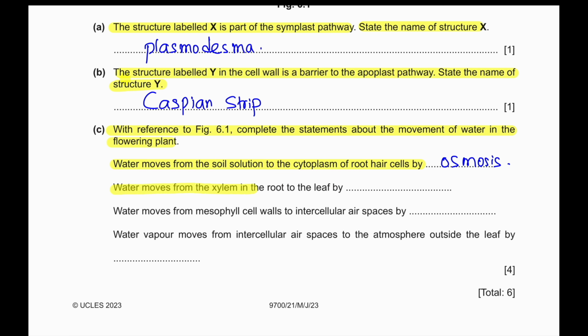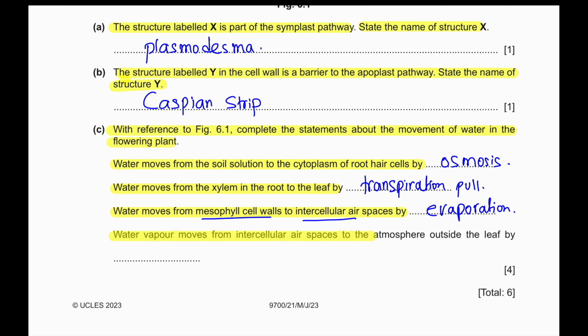Water moves from the xylem in the root to the leaf by. So now here the process that is going to take place would be transpiration pull. Water moves from the mesophyll cells into the intercellular airspace by. Now from the mesophyll cell to the intercellular airspace would be simple evaporation because it is turning into water vapor. The water vapor moves from the intercellular airspace to the atmosphere outside the leaf by diffusion.